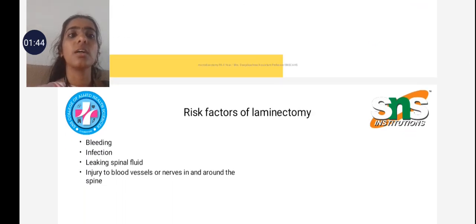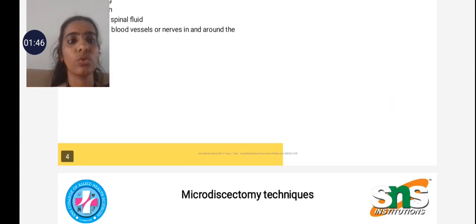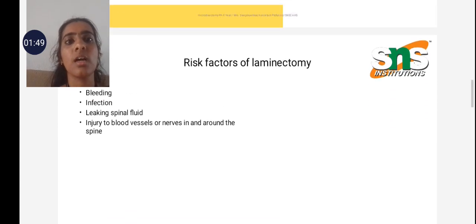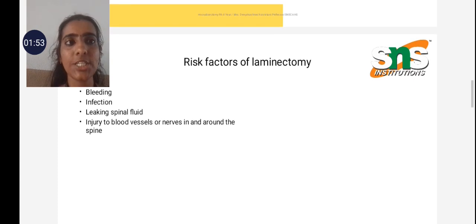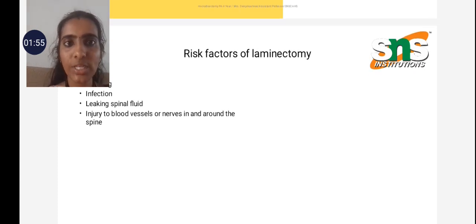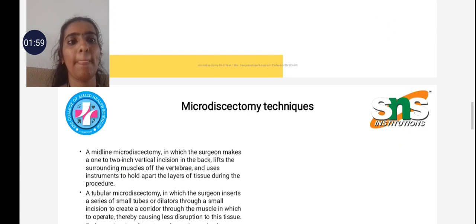So some of the risk factors of microdiscectomy are bleeding, infection, leaking of spinal fluid, and injury to blood vessels or nerves in and around the spine.